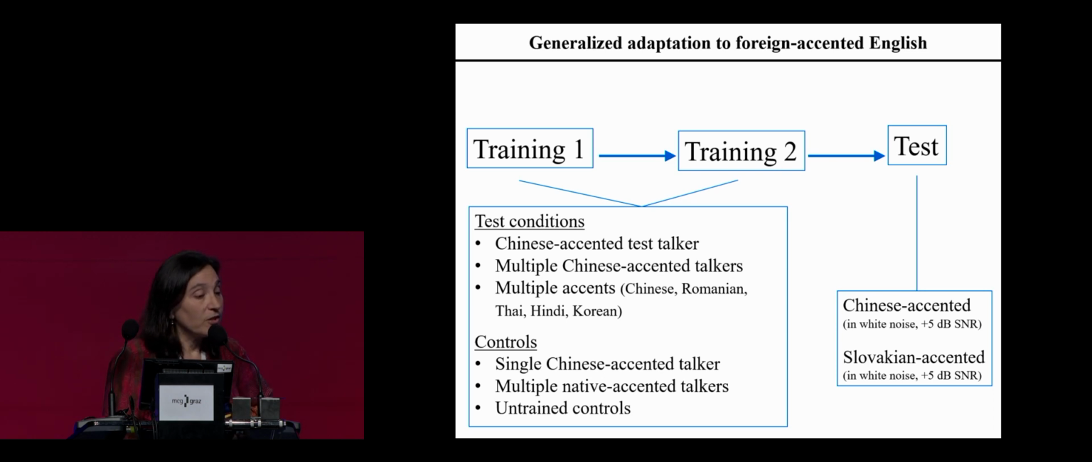And then we have a few control conditions. We have one condition where they're exposed to a single Chinese accented talker, different from the test talker. And this is to see whether talker-independent adaptation requires exposure to multiple talkers rather than to a single talker. And then we have 2 other control conditions. One is just a task control condition where we expose the listeners to native accented English. So they just get exposure to the test task without ever getting exposed to foreign accented English at all. And then we have a group of untrained controls.